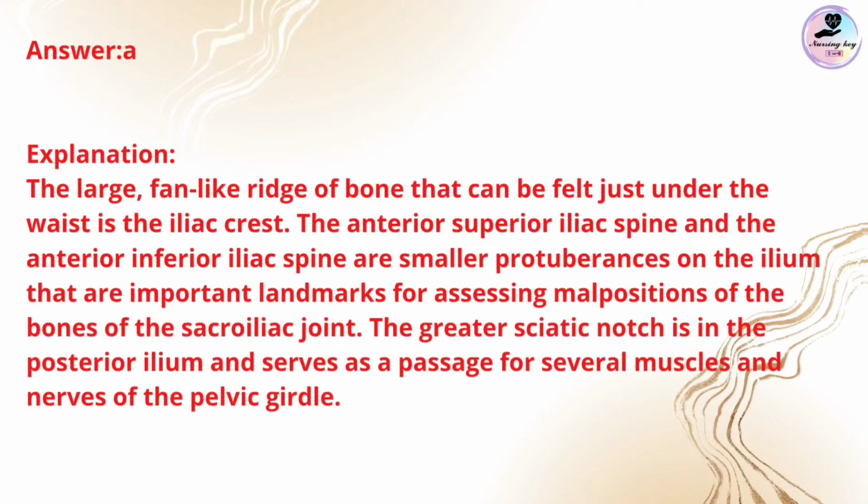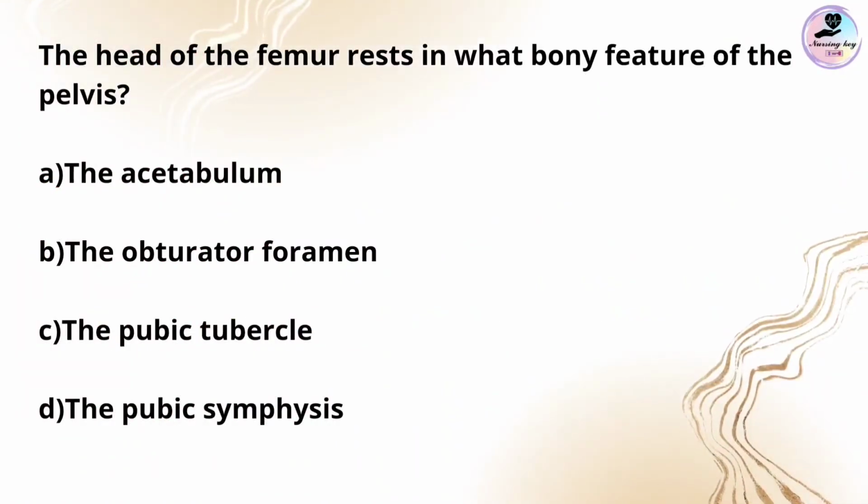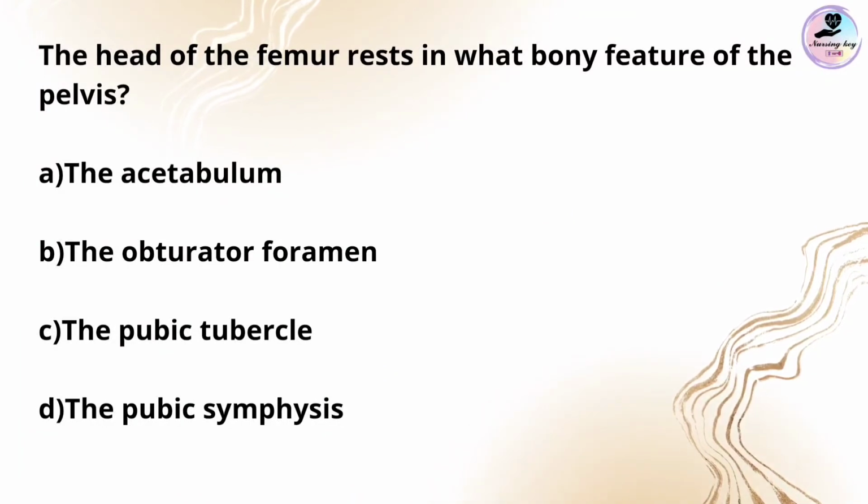Anterior superior iliac spine and the anterior inferior iliac spine are smaller protuberances on the ilium that are important landmarks for assessing malposition of the bones of the sacroiliac joints. The greater sciatic notch is in the posterior ilium and serves as a passage for several muscles and nerves of the pelvic girdle.